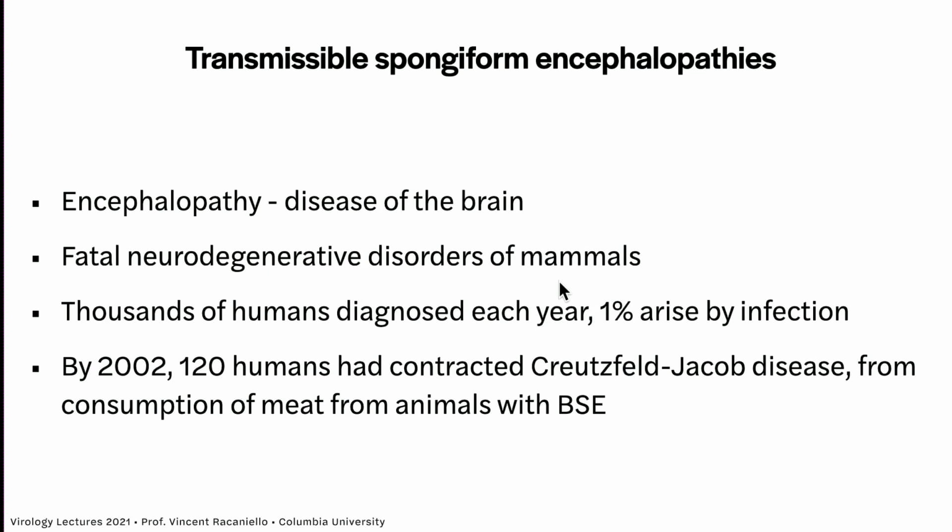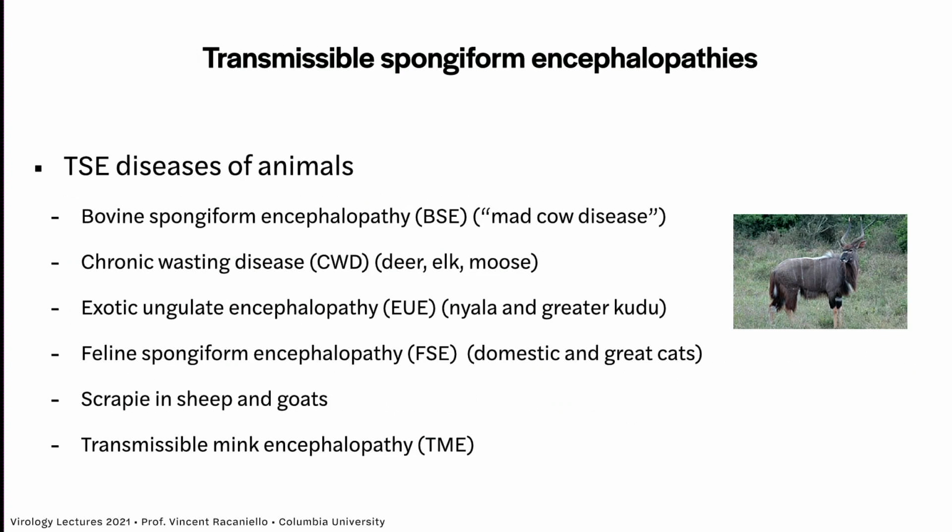Mammals only, as far as we know. Several thousand humans are diagnosed every year with TSEs in the whole world, as far as we know. And about 1% of those actually arise by infection. The others are sporadic or genetic, as you'll see. By 2002, 120 humans had contracted one of these TSEs, Creutzfeldt-Jakob, from eating meat from animals with BSE. Key here is that I don't care how well done you like your burger, you cannot kill a prion. It resists autoclaving. So think about that next time you have a burger.